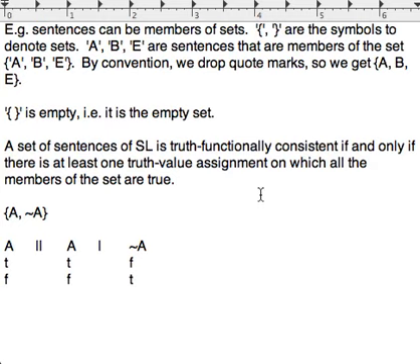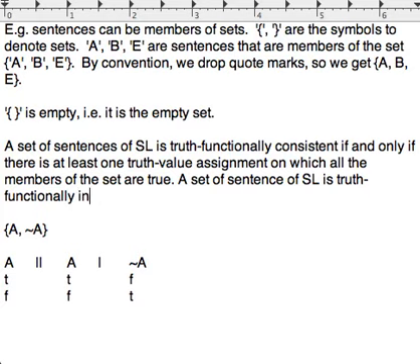In other words, we say that a set of sentences is truth functionally inconsistent if and only if it is not consistent. So we can write that too. A set of sentences of SL is truth functionally inconsistent if and only if it is not consistent.